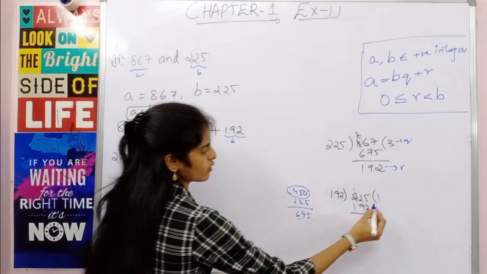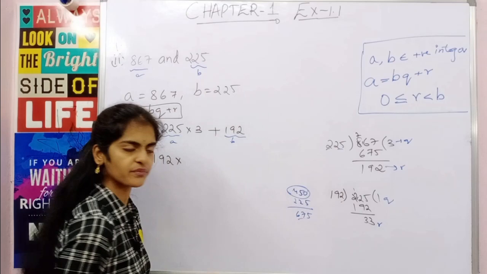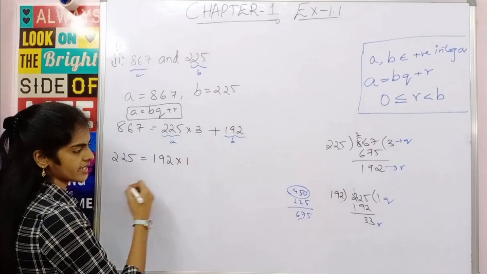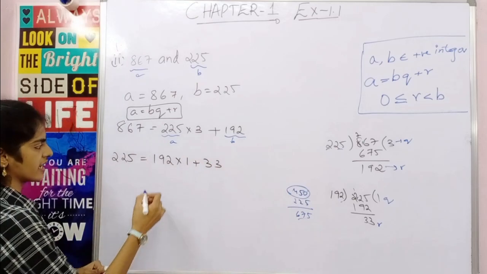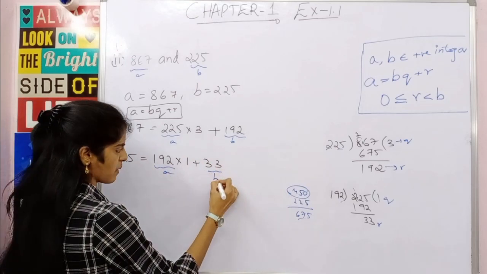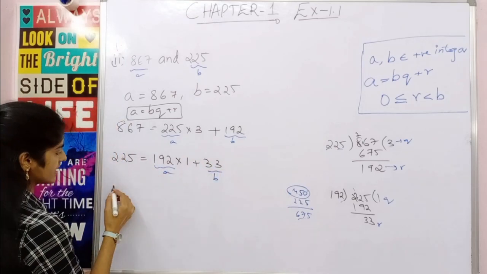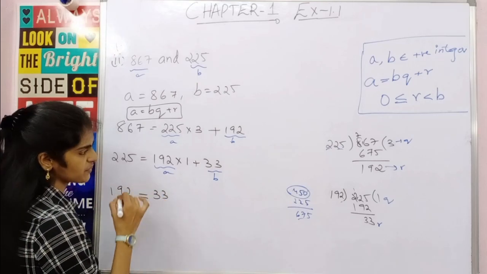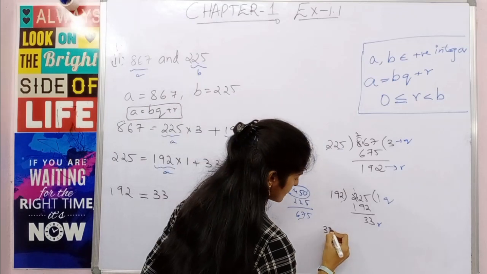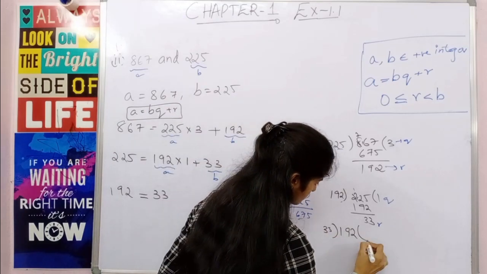So this is quotient, this is remainder. Let me write it here. 192 one time plus remainder is 33. Now again this is A, this is B. Now let us take the next step. This is 192 equal to, so 33. Now let us divide again. So 33 divided by 192.